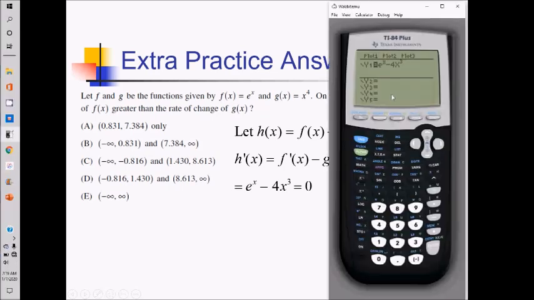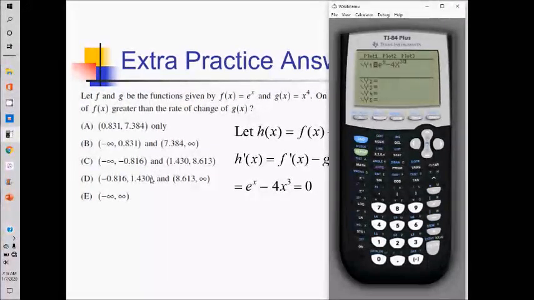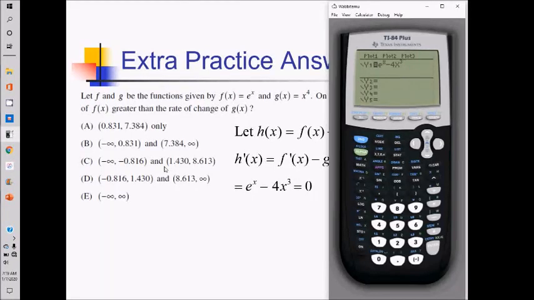So here we are in my calculator. I've entered this e to the x minus 4x cubed in my y1. And now I need to figure out a good window to look at this thing on. So looking at my answer choices for a little bit of guidance here, it looks like the earliest critical value that they reference in the answer choices is actually a little bit negative, this negative 0.816. So maybe I want to go as far back as negative 1. And in terms of how far right I want to go, the biggest critical value that's referenced here is this 8.6 and change. So maybe between negative 1 and 9 would be a good window to go in.